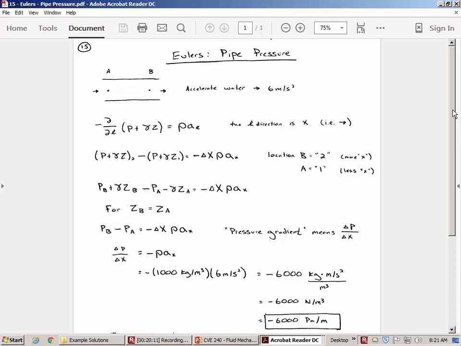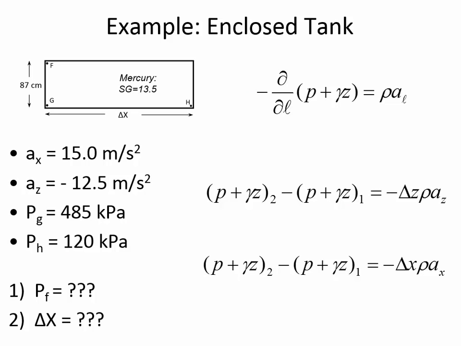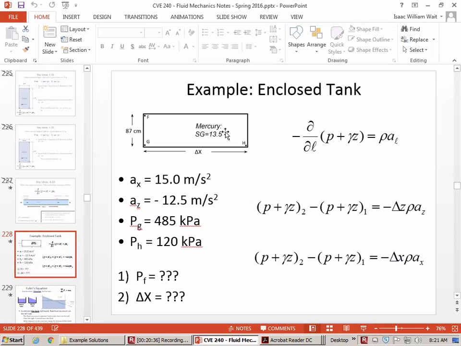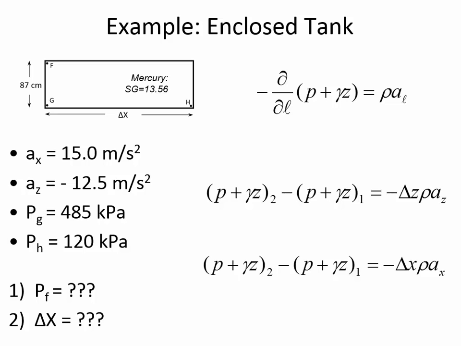All right. So, any questions for this illustration? All right. Well, Euler's equation is really interesting, and it can be applied so many different ways. Let's take a look at this enclosed tank. This is the first problem on the handout that I've given you. And we've got a tank where the liquid inside of here is mercury, 13.56. I accidentally didn't include the 6 here. So 13.56 is the specific gravity of mercury.